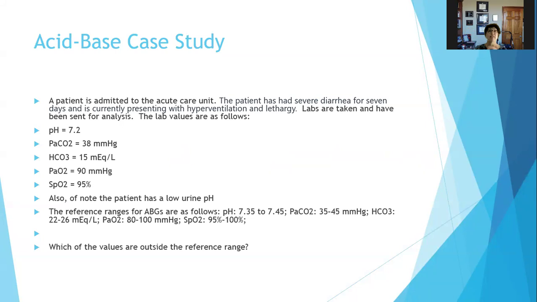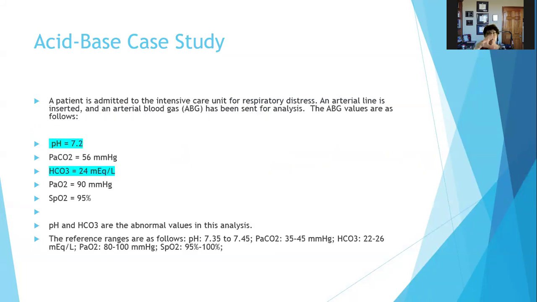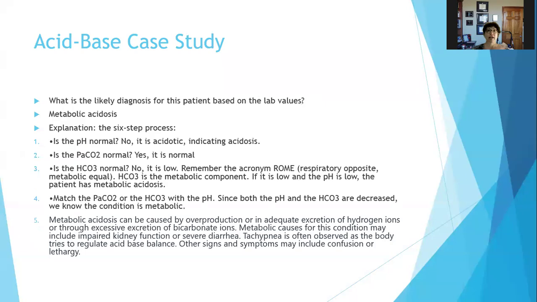The bicarbonate is low. So if pH is down and bicarbonate is down, metabolic, starting to tip us off. Oxygen is normal and oxygen saturation is normal. So those are our two abnormal values. The pH is low and the bicarbonate is low. Remember our acronym for remembering. The likely diagnosis for this patient based on the lab values is metabolic acidosis.